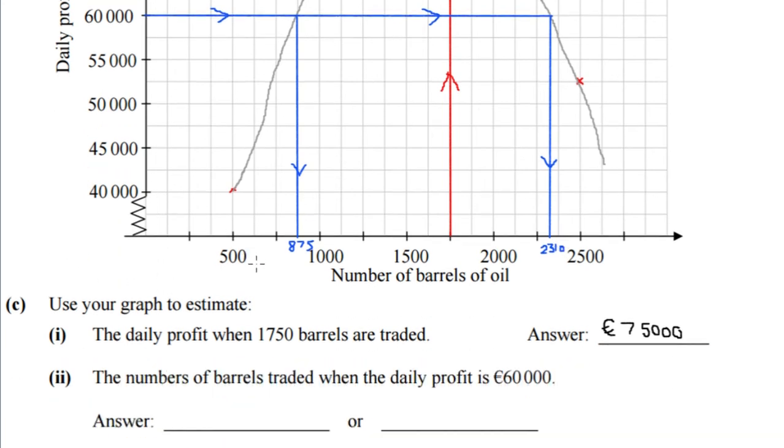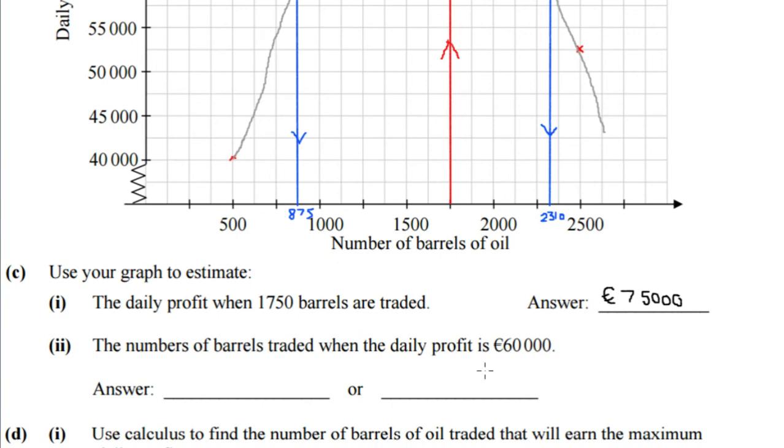So these are going to be my two answers. So the number of barrels traded when the daily profit is 60,000 from my graph is going to be 875 or 2,310. And that's part C done.